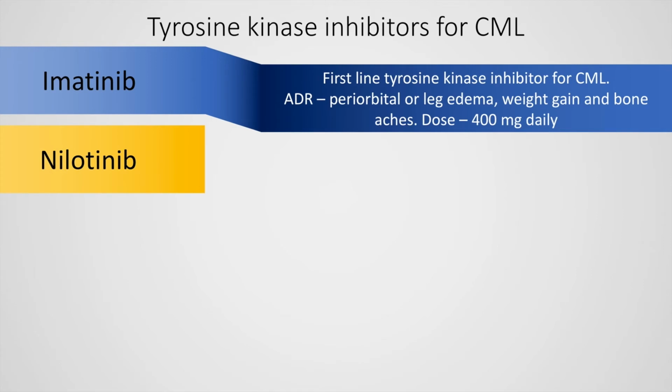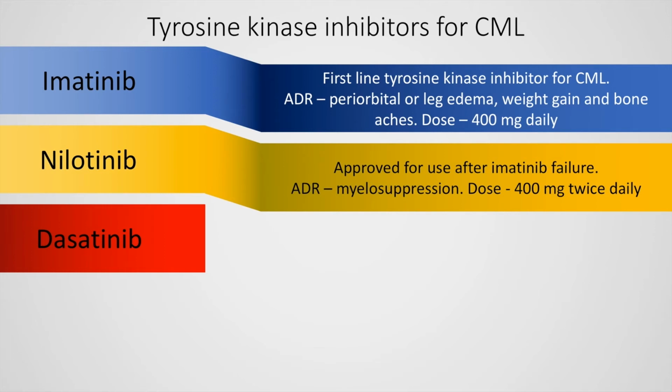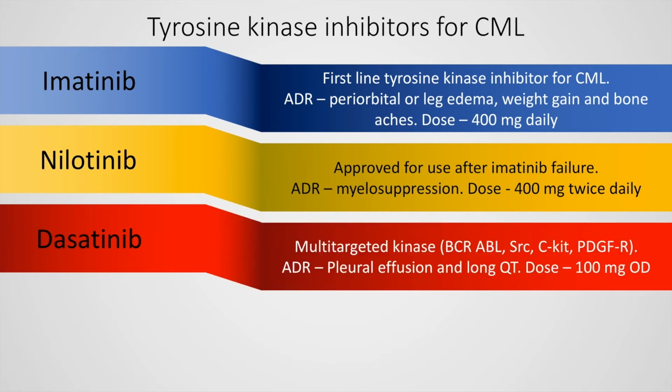The second drug is nilotinib, which is approved for use after imatinib failure and can cause myelosuppression as a side effect and is given at a dose of 400 milligrams twice a day. Dasatinib is the third tyrosine kinase inhibitor, which is a multi-targeted kinase inhibitor in that it inhibits BCR-ABL, SRC, c-KIT, and PDGFR. The adverse drug effects include pleural effusion and long QT on the ECG, and it is given at a dose of 100 milligrams per day.